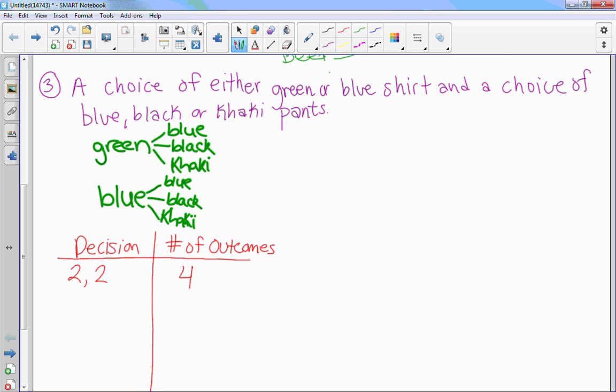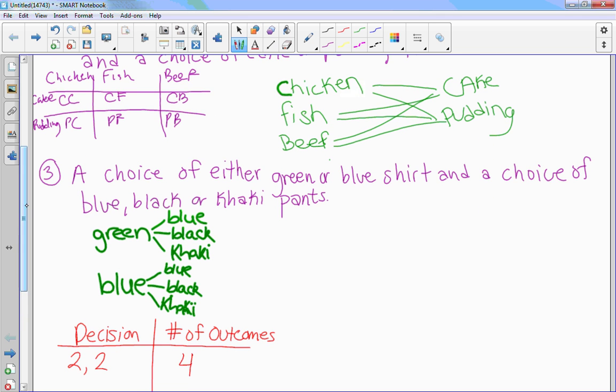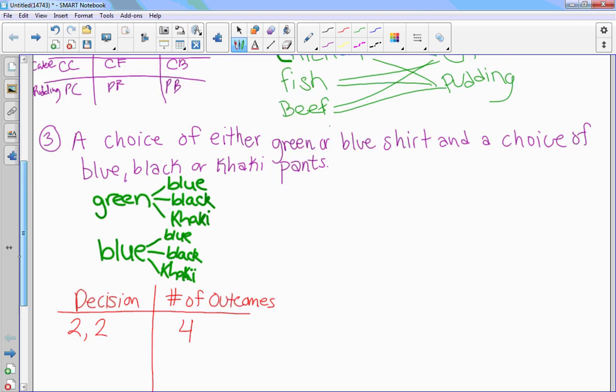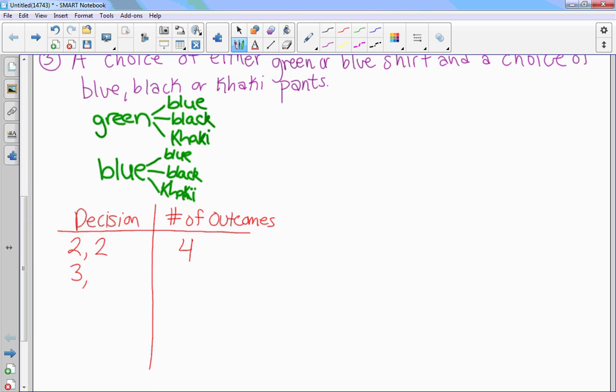Then the next scenario, we have our choice of chicken, fish, or beef. So how many choices do we have there? Of the meat, 3 decisions there. And then our choice of dessert, how many choices for dessert? 2. And in total we had how many? 6. So first we had 3 choices, then we had 2 choices, which came out to 6. Okay, with our shirts, we have a choice of 2 colors of shirts, and then 3 colors of pants, and we still got 6 outcomes.